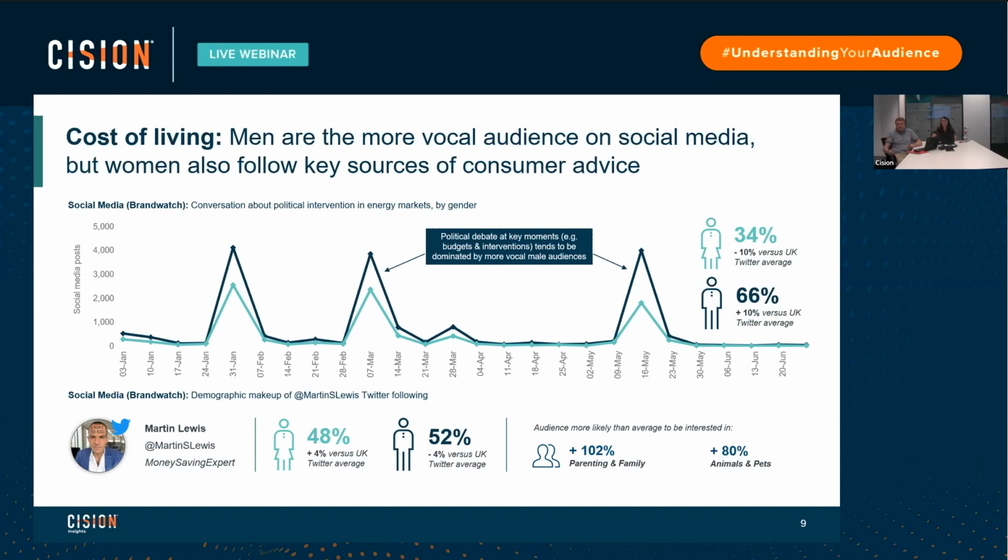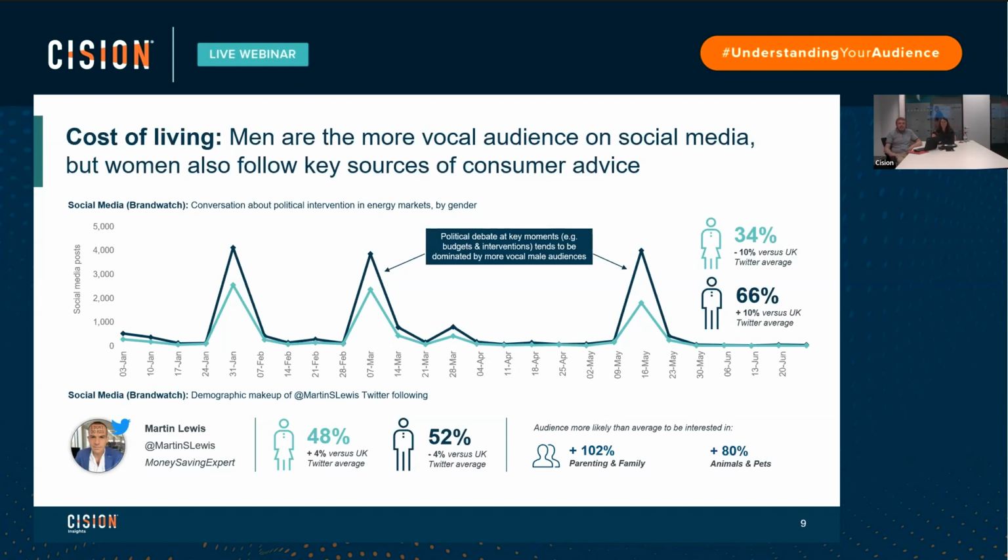We can also see that audience is significantly more likely, for instance, to be interested in parenting and family, and far more likely to have and be interested in animals and pets too. So the social media data here can really layer on top of the traditional audience research data and the Google Trends to enable us to build a really complex picture of who our audiences are.